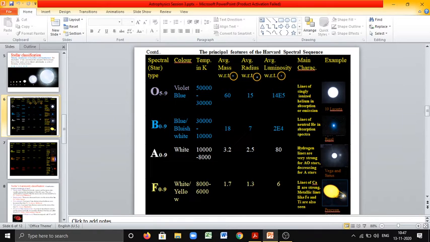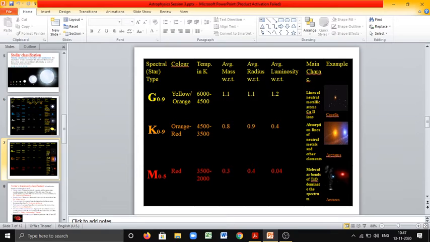Coming to A stars, the color of these A stars is white. The temperature of these stars is from 10,000 to 8,000 Kelvin and mass of these stars is about 3.2 times solar mass. Radius is about 2.5 times solar radius and luminosity is about 80 times solar luminosity. And F stars, the color of these F stars is white or yellow and temperature varies from 8000 to 6000 Kelvin. Mass of these stars is about 1.7 times solar mass. Radius of these stars is about 1.3 times solar radius and luminosity is about 6 times solar luminosity.